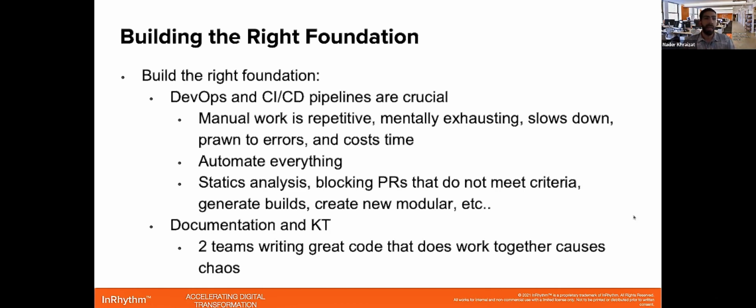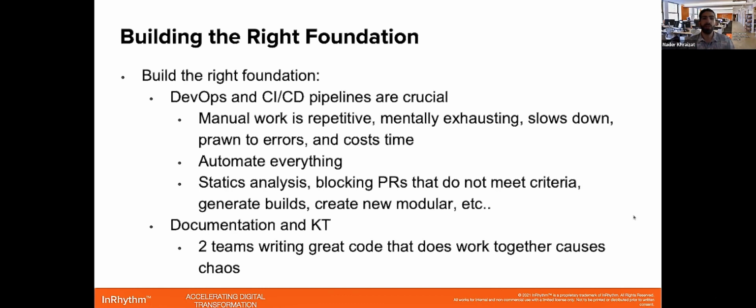And then, we also need to think about static analysis tools and SwiftLint, blocking the PRs that don't meet the criteria that we have, generating builds, creating new modules, like I said at the beginning. And there's so many other things that we need to account for within the CI/CD pipelines, as well as other DevOps work, scripting things.